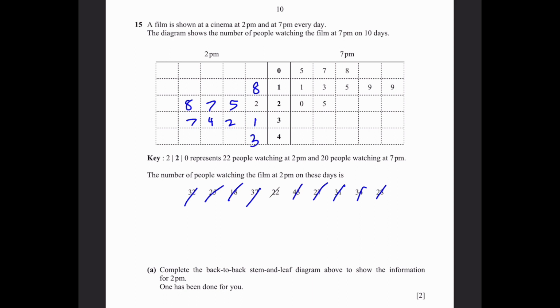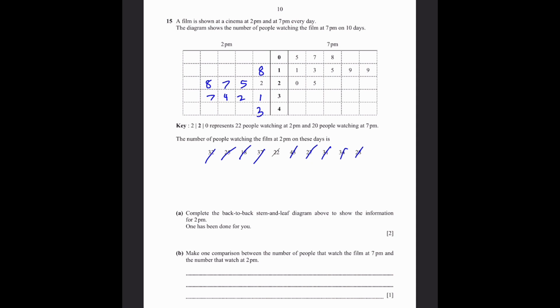That's the answer. B. Make one comparison between the number of people that watch the film at 7 p.m. and the number that watch at 2 p.m. We can see that at 2 p.m. there's a higher number of people because, for example, the largest value is 43, and here at 7 p.m. the largest value is 25. So there are more people who watch the film at 2 p.m. than at 7 p.m. We can just write that.